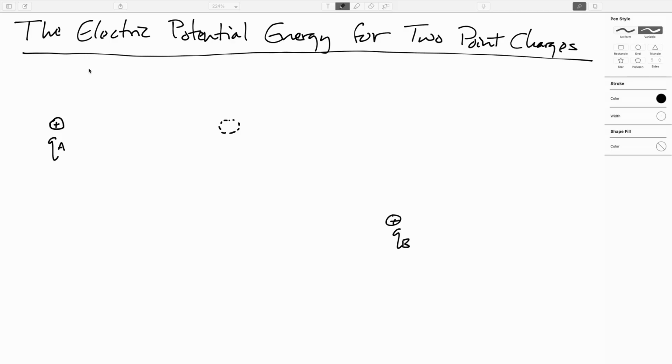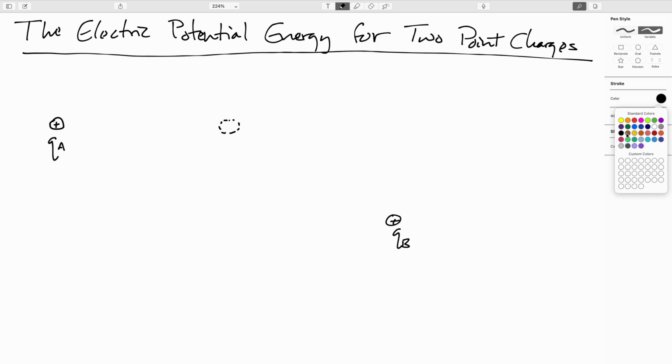In the last video, we introduced the concept of electric potential energy, and we found an expression for the electric potential energy of an object in a uniform electric field. We also presented the results for the electric potential energy for two charges, but didn't yet prove it. So we're going to go back and visit that here.